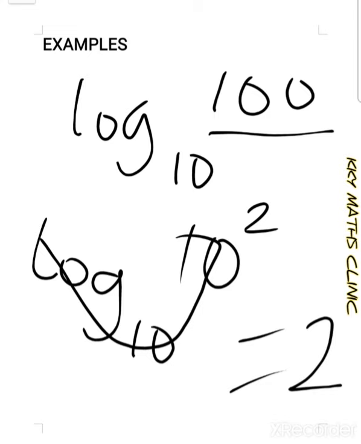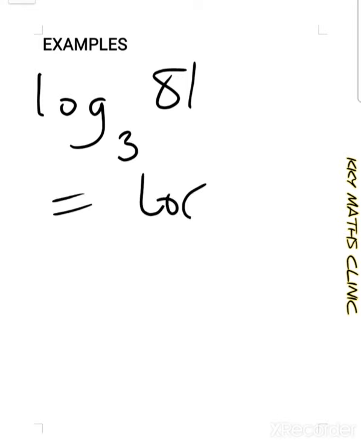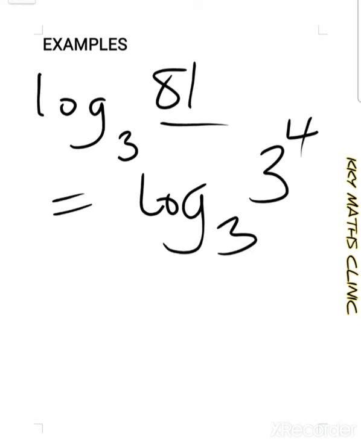Okay, 2 or 3 more examples and we're done with this part. Log 81 base 3. This is the same thing as log 3 raised to the power of 4 base 3, because 81 is 3 raised to the power of 4. So my base and argument are the same. My power becomes my answer, 4. Great.